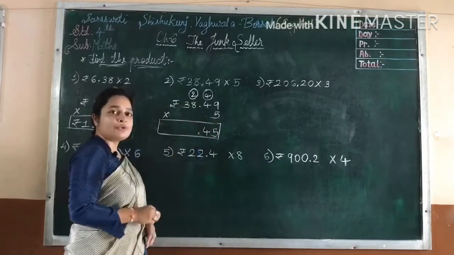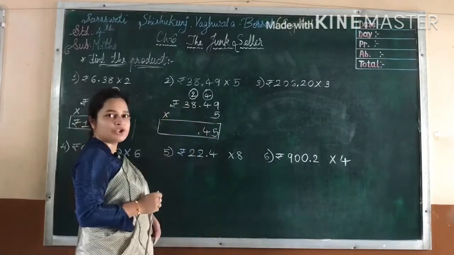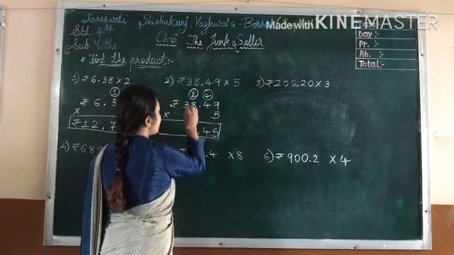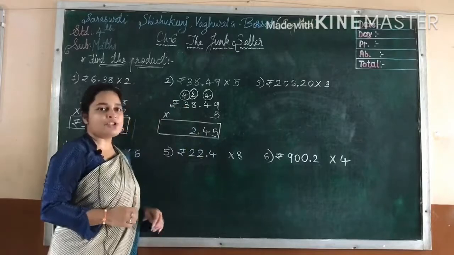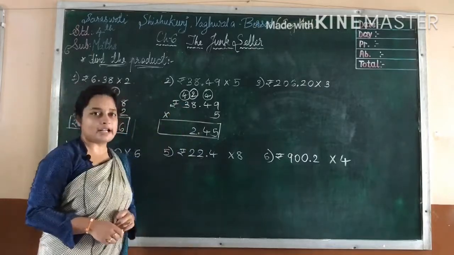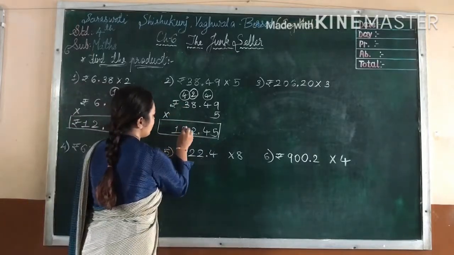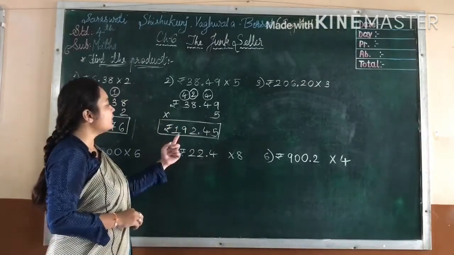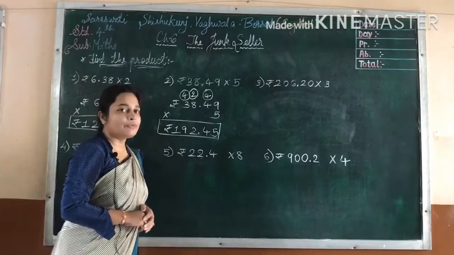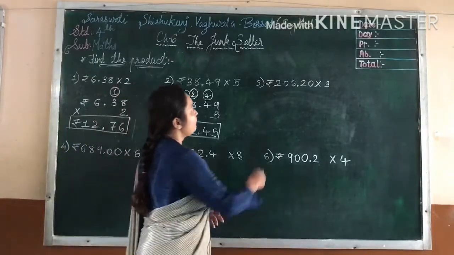5 8s are 40. 40 plus 2 carry, 42. 2 downside, 4 carry goes on 3. 5 3s are 15. 15 plus 4, 19. And rupees sign here. So what we got answer? Rupees 192.45. Let's see the third number.